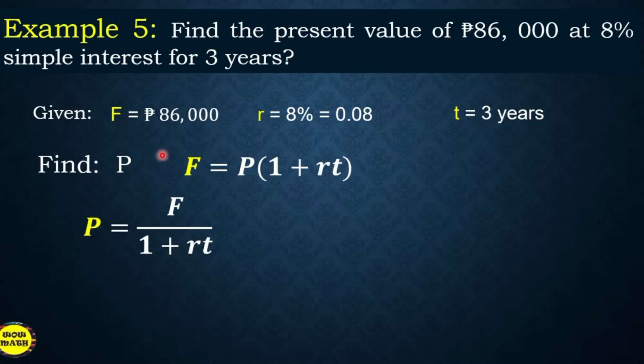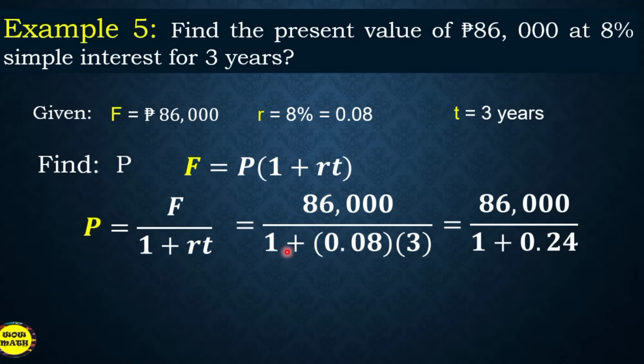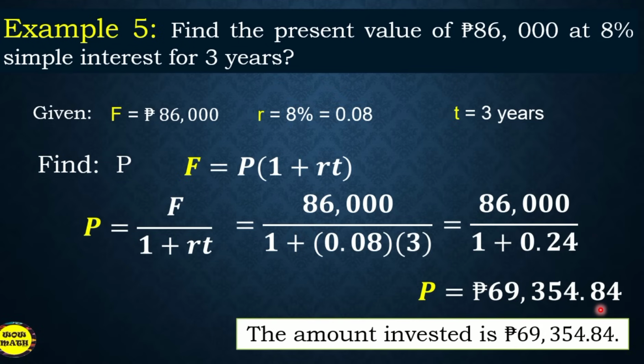So, substitute lang natin. 86,000 over 1 plus 0.08 times 3. So, i-multiply muna itong dalawa na to bago i-plus kay 1. And that is 86,000 over 1.24. So, the answer is 69,354.84 pesos. So, the amount invested is 69,354.84 pesos.